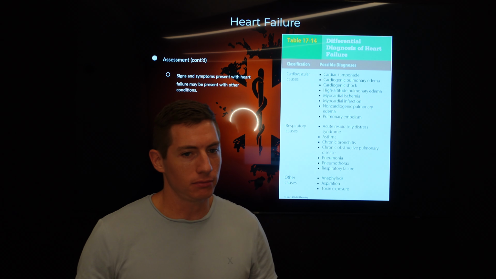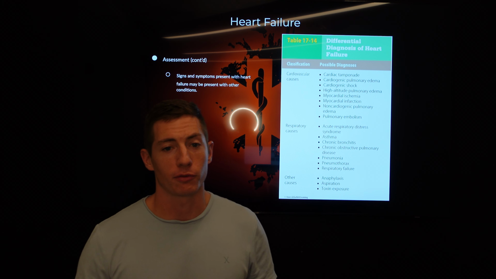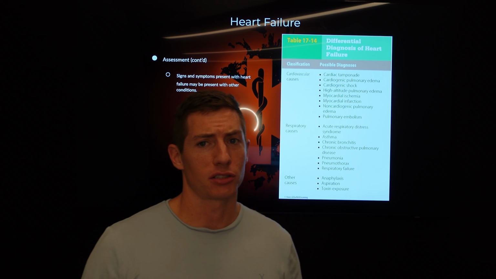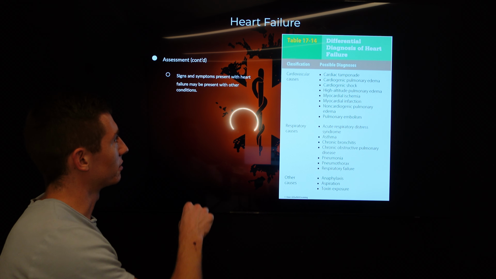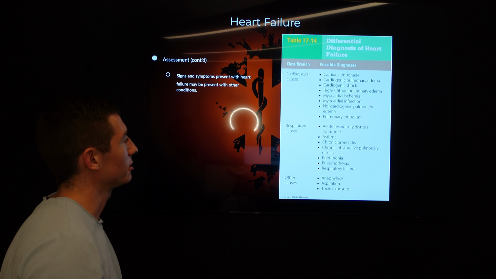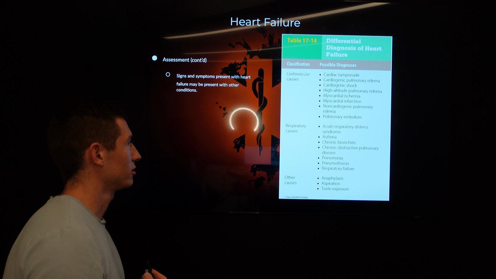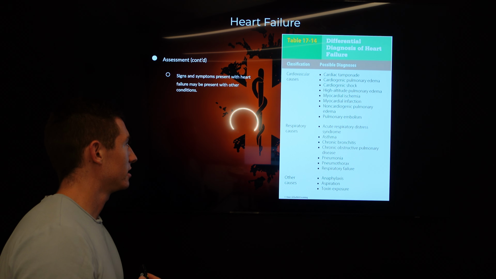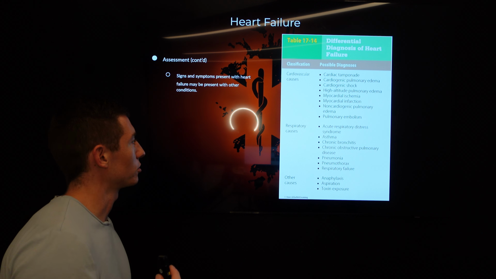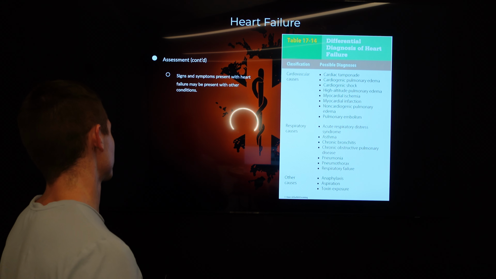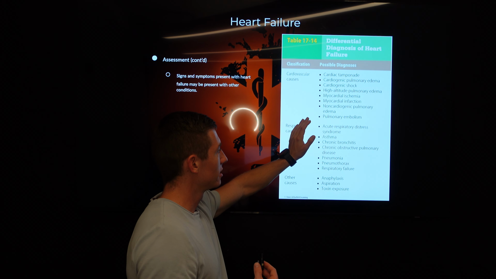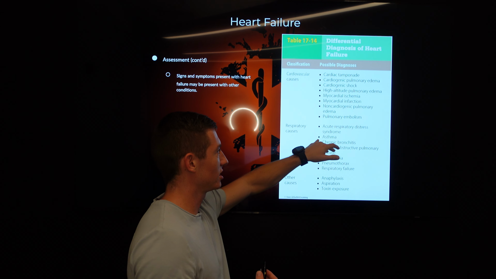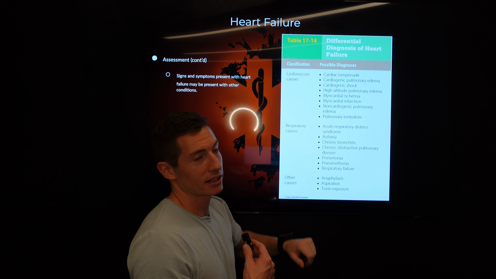Signs and symptoms that could be heart failure may be present with other conditions. Cardiovascular causes include cardiac tamponade, cardiogenic pulmonary edema, cardiogenic shock, high altitude pulmonary edema, myocardial ischemia, myocardial infarction, non-cardiogenic pulmonary edema, and pulmonary embolism. I'm going to describe these as much as I can. Respiratory causes: acute respiratory distress syndrome, which is a direct onset out of nowhere.